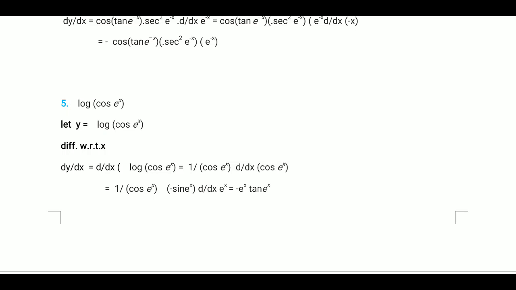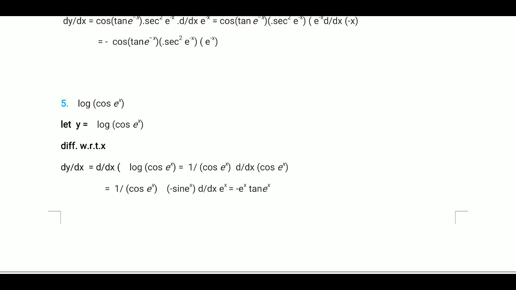First we differentiate it as log, and log x has differentiation 1 upon x. So log cos e power x will have differentiation 1 upon cos e power x, into the differentiation of cos e power x. So this is 1 upon cos e power x into, and now this is the function cos.